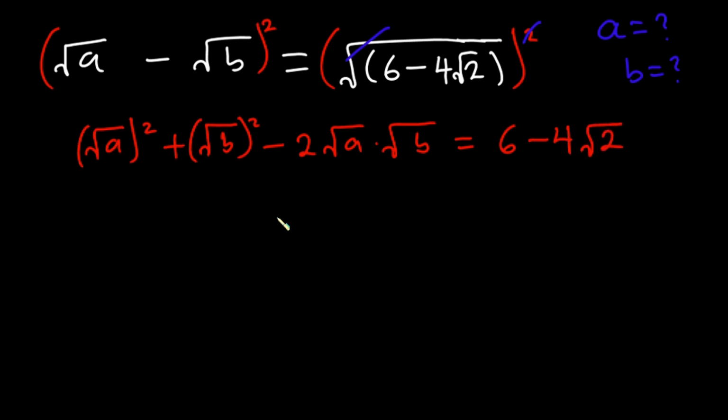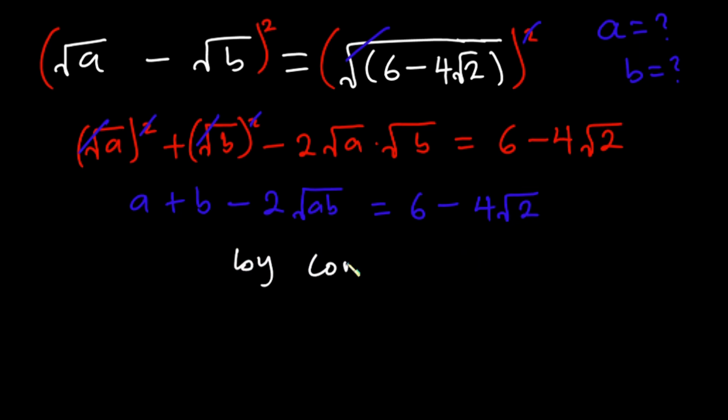Now let's simplify everything. This square will cancel this square root, so we have a plus, from here this square will also cancel this, so we have here b, then minus 2 times, this whole thing is the same as square root of a times b, and this is equal to 6 minus 4 root 2. Then from here we will say, by comparing, a plus b is equal to 6.